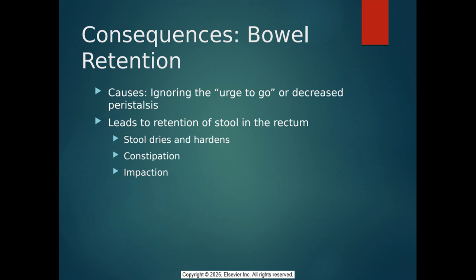Bowel retention, just the urge to go. We have issues of constipation, impaction. I'll talk more about those specifically when I deal with digestion and inflammation as a concept.